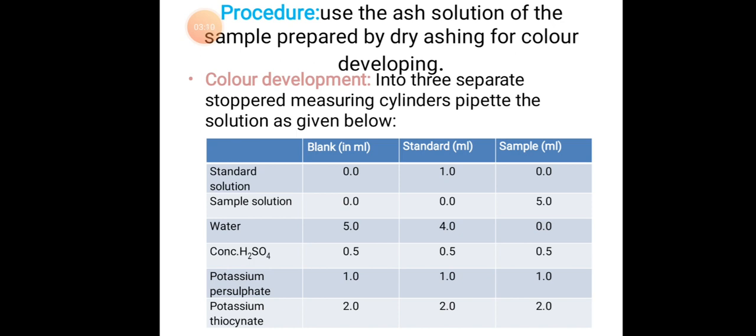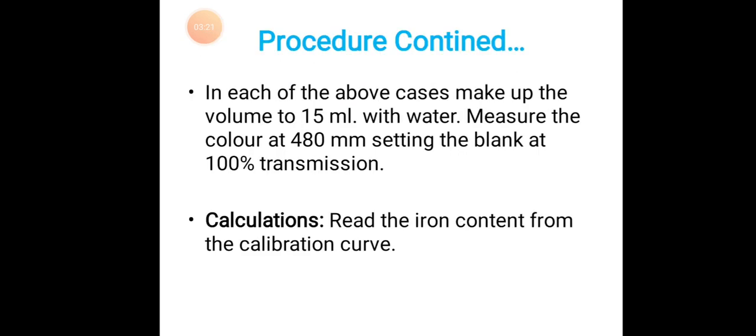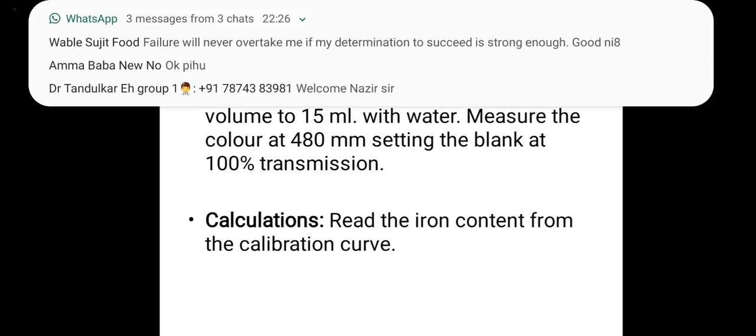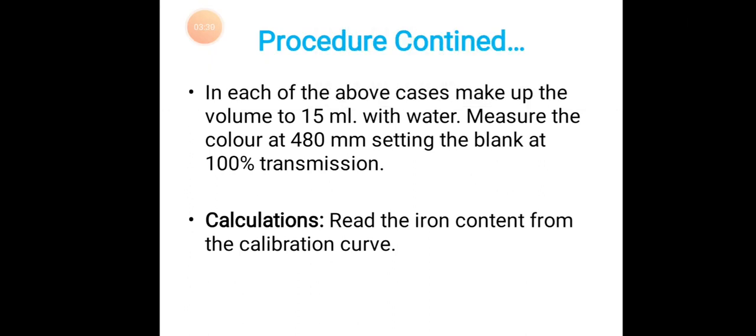Sample: there will be no standard, directly sample 5 ml, so no water even. Then 0.5 ml, and the remaining 3 components 0.5, 1, 2 ml respectively. In each of the above cases, make up the volume to 15 ml with water. Measure the color at 480 nanometers, setting the blank at 100% transmission. Calculations: read the iron content from the calibration curve.